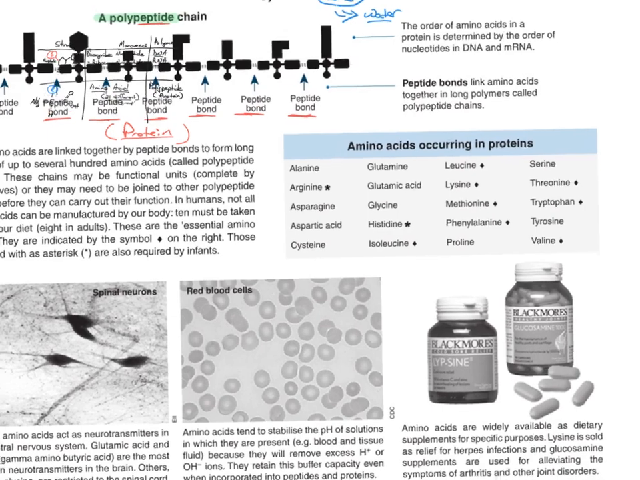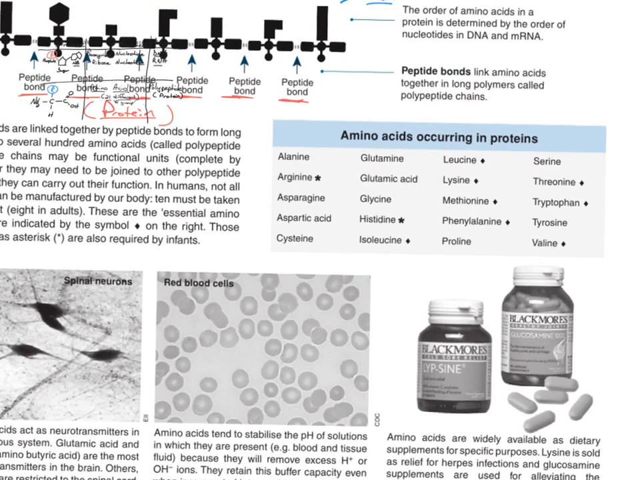It is essential. Which means you have to eat them. You can't make them. You can make all the rest of them. But if you don't eat isoleucine, methionine, lysine, phenylalanine, tryptophan, threonine, valine, and leucine with high quality protein, you're going to get sick or you can go blind.